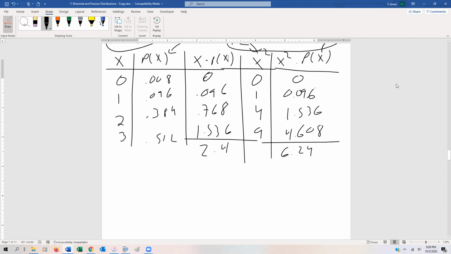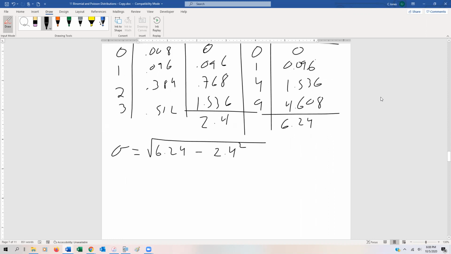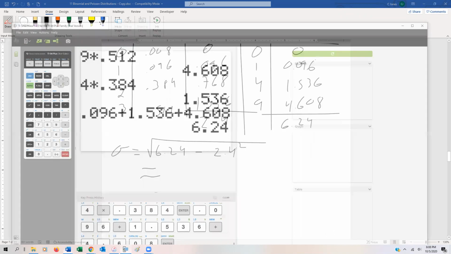So sigma, which is going to be equal to the square root of 6.24 minus 2.4 squared. Okay, so we did this in section 10. It's old news to us. So let's throw it in the calculator and be done with this part of the problem, mercifully.